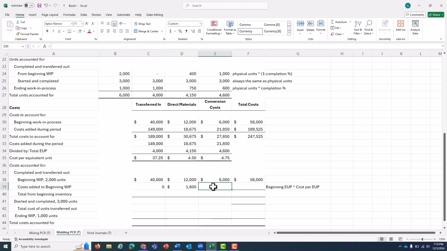And then lastly, our equivalent units of production from beginning WIP is 1,000, and each equivalent unit costs $4.75. So in terms of conversion costs, $4,750 were added to those units in beginning WIP to finish them. Find the sum of all of those numbers, and it's $6,550. So $58,000 of the cost was already in there.